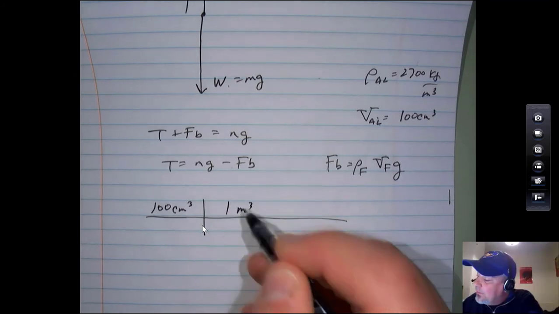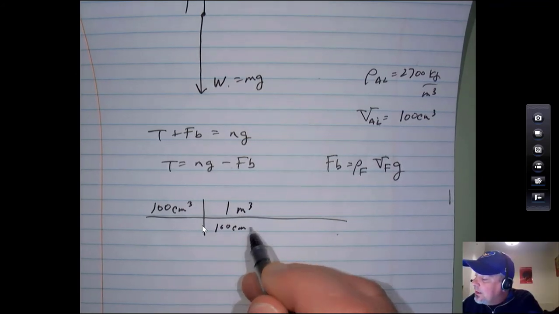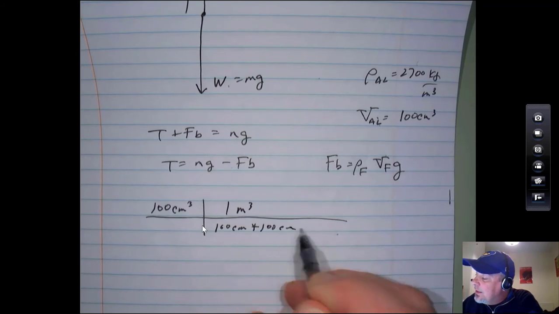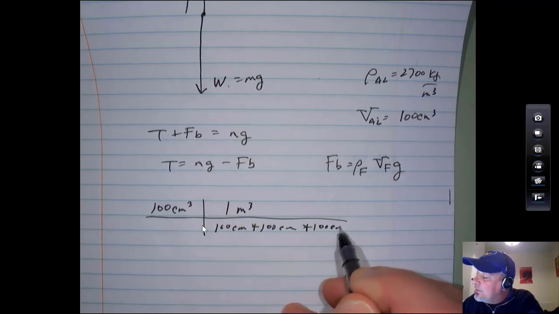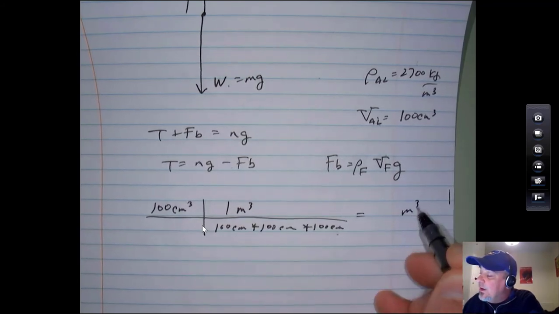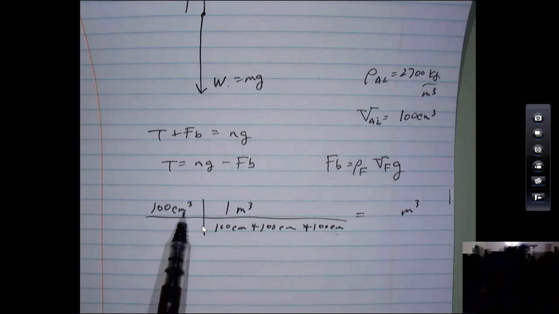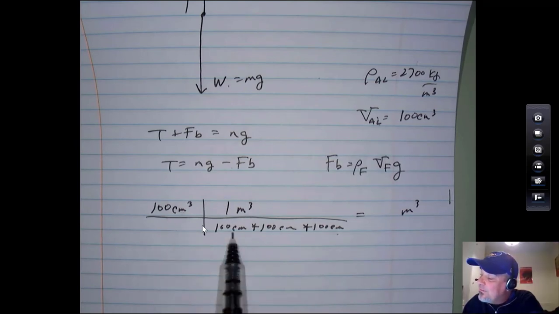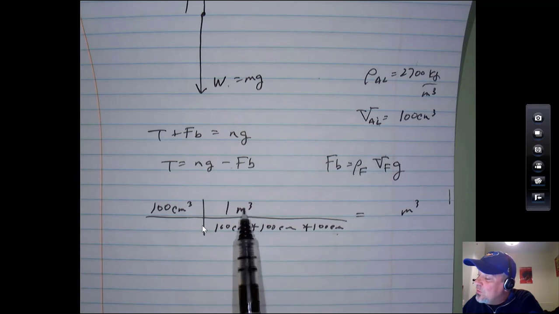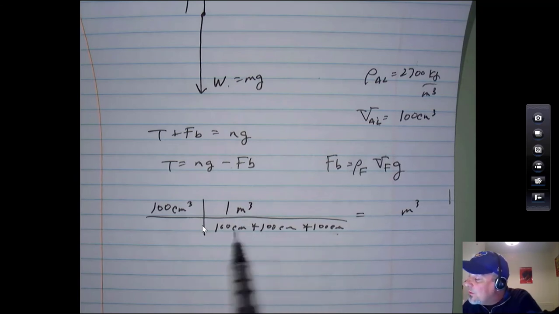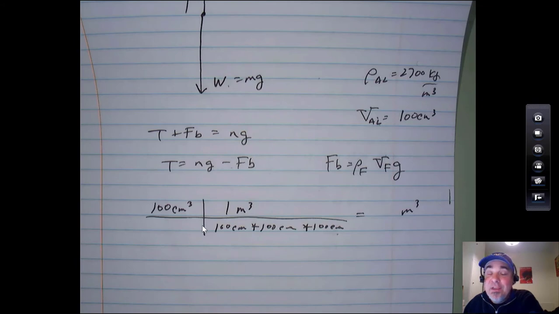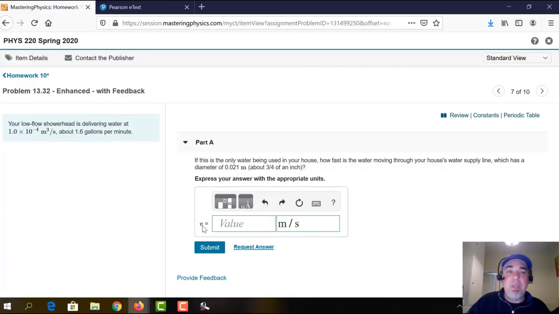1 cubic meter would be 100 centimeters times 100 centimeters times 100 centimeters. So to put 100 cubic centimeters into cubic meters, you actually have to divide by 3 times, right? Because 1 cubic meter is 100 times 100 times 100 cubic centimeters. Okay, but then you have all the information after that to figure out the tension. All right, let's look at the next one.